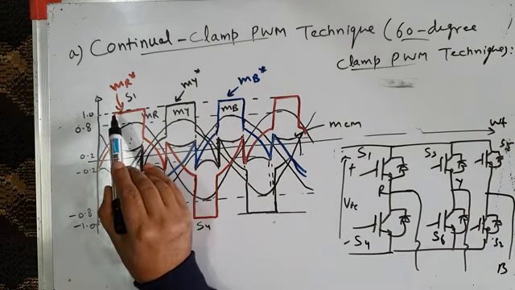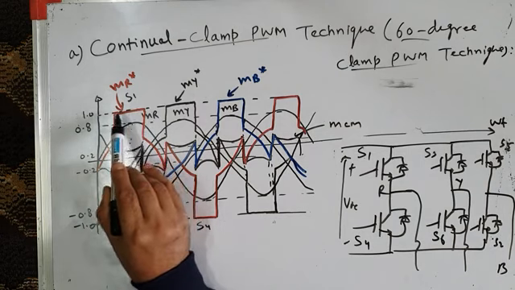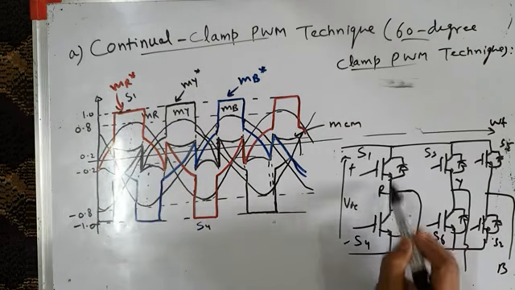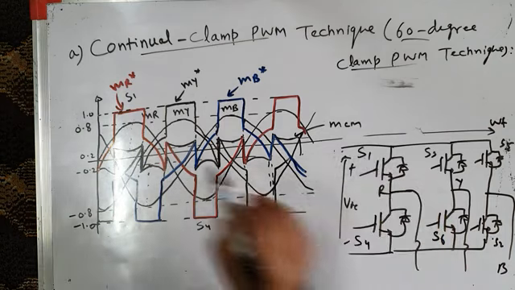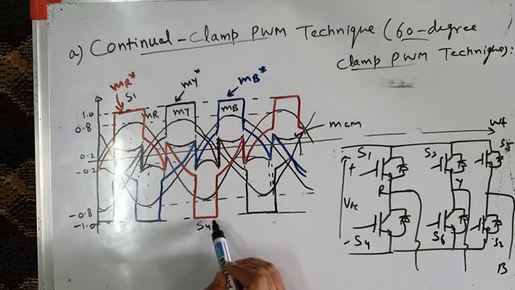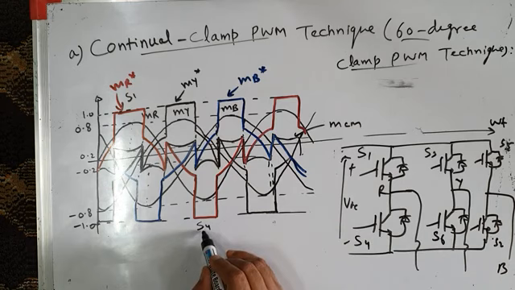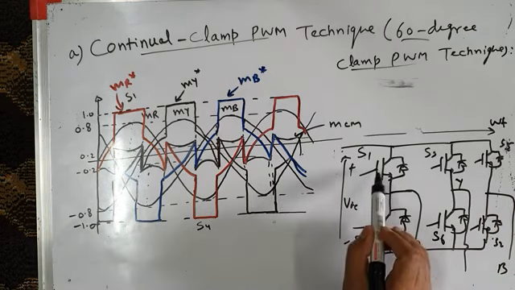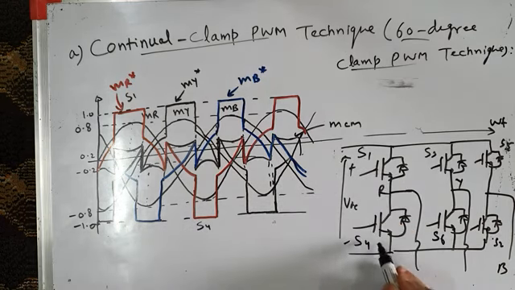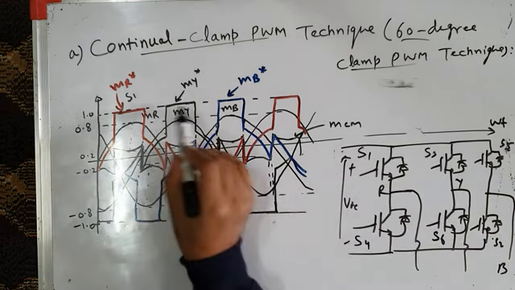Phase leg R is not switching for this 60-degree interval. That means during this 60-degree interval, the phase leg R is clamped to positive DC bus, switch S1 is on. And in the negative half cycle, phase leg R is clamped to negative DC bus, and it is clamped to negative DC bus only when the bottom switch is on. So during this 60 degrees, the bottom switch is on. So that means for 60 degrees, the top switch is on, and for 60 degrees, the bottom switch of phase leg R is on.